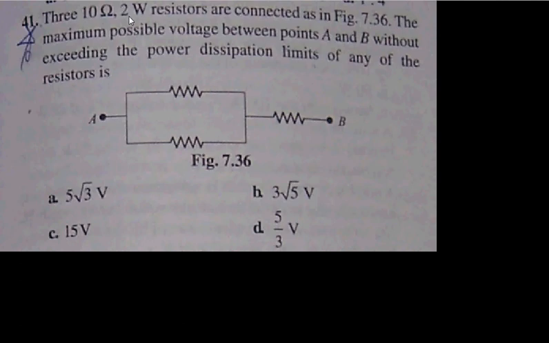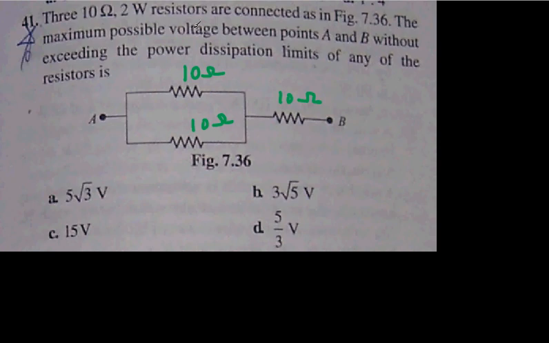Three 10 ohm 2 watt resistors are connected as shown in the figure. Here 10 ohm resistance, here 10 ohm resistance. All resistors are connected, means two resistors are connected in parallel and one in series, and the rating of these resistors is 2 watt. Okay, the maximum possible voltage between A and B without exceeding the power dissipation limit of any of the resistors is, we need to find out.